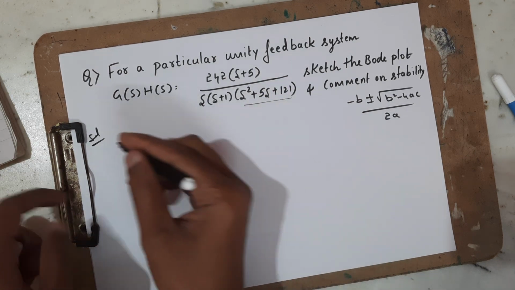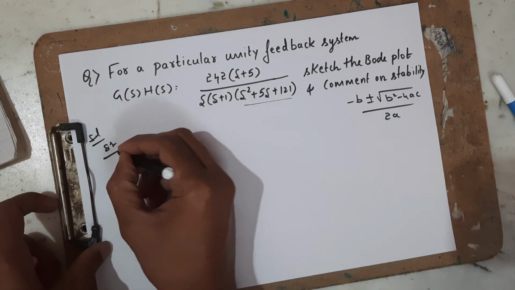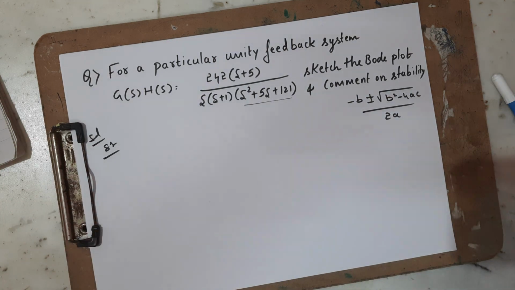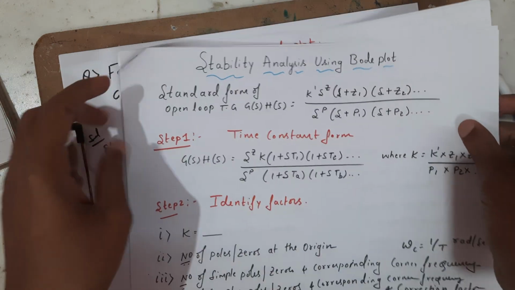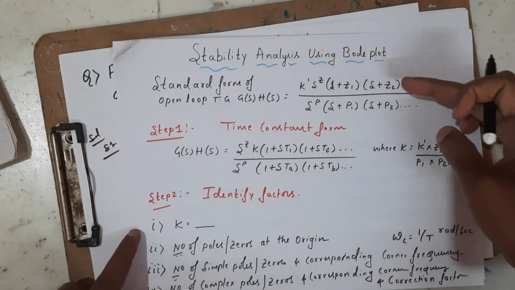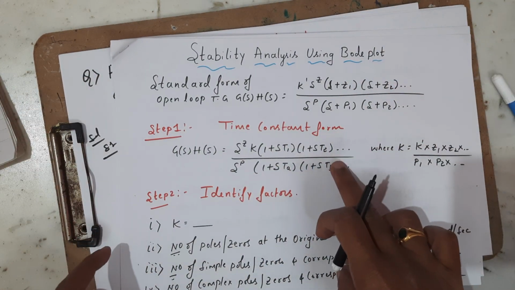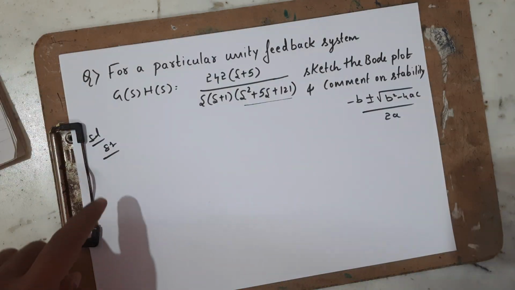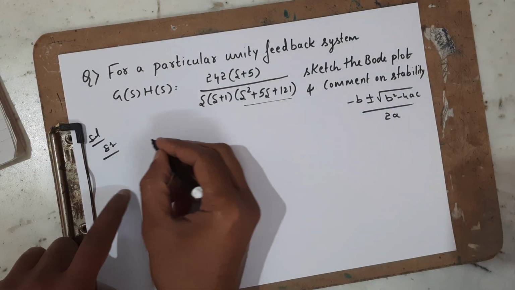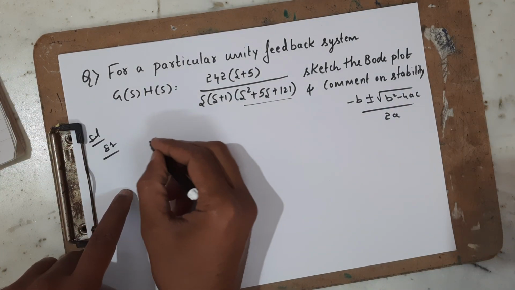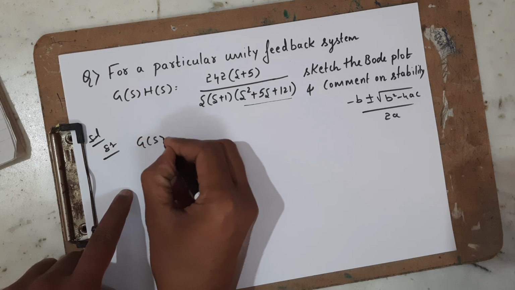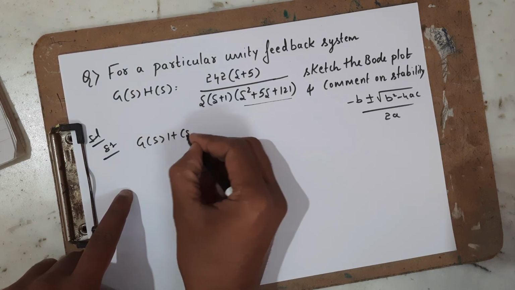Okay, so what is step number 1? So as we all know, step number 1 is to convert the given standard form to time constant form. So let us do it. So step number 1, I am going to convert this g of s into h of s.